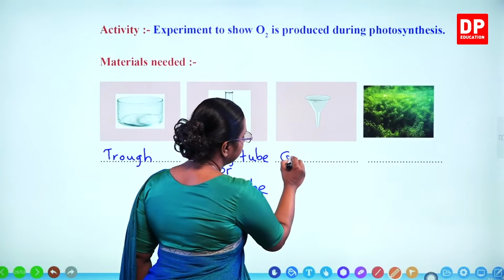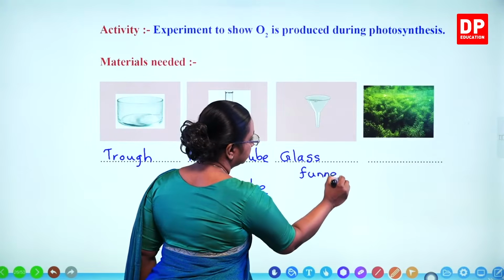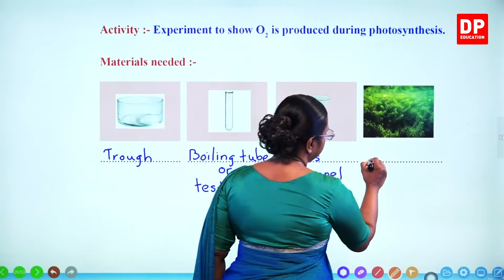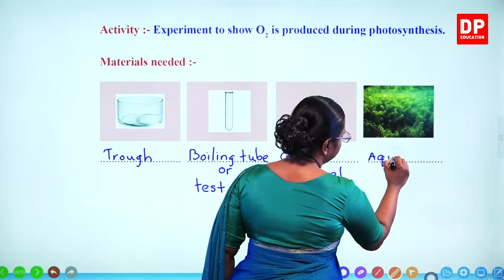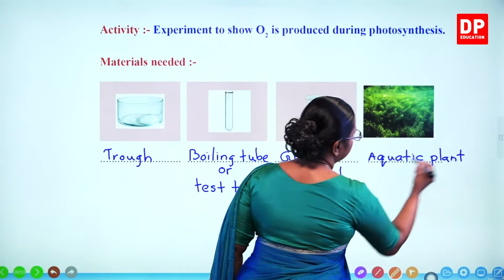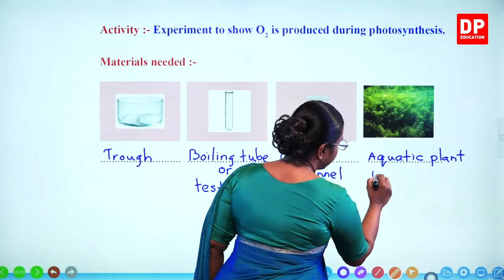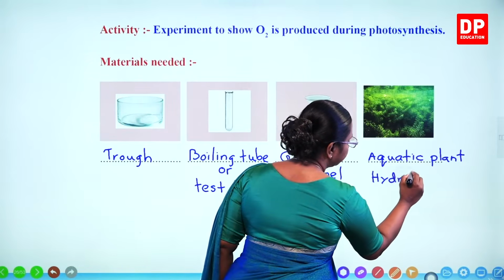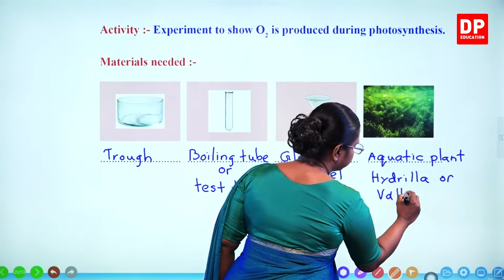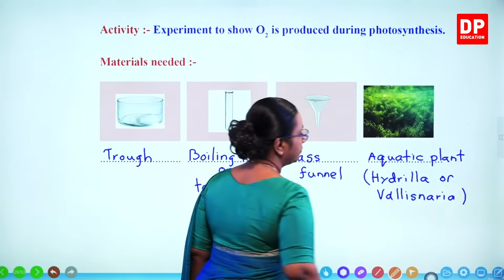Then we need a glass funnel, and we need an aquatic plant. As an aquatic plant, you are used to two common plants. One is hydrilla or vallisneria. So we can use one of these plants.